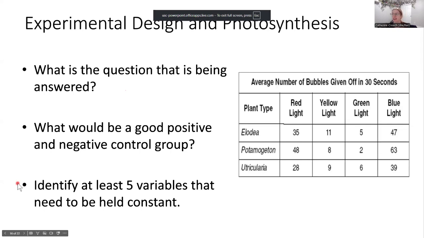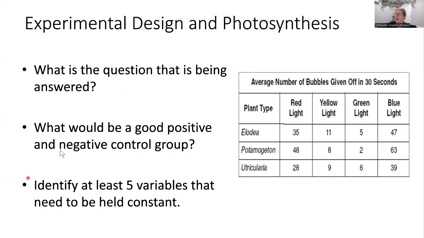Here's an experimental design practice question. I have the average number of bubbles given off in 30 seconds on different plant types. Elodea is what we were just looking at. It's an aquatic plant. These are two other types of aquatic plants. And then I have changed the color of the light: red, yellow, green, or blue. Now ask yourself, what is the question being answered? What would be a good positive and negative control group? And I want you to identify at least 5 variables to be held constant. So pause the video and do that, and I'll answer in just a sec.